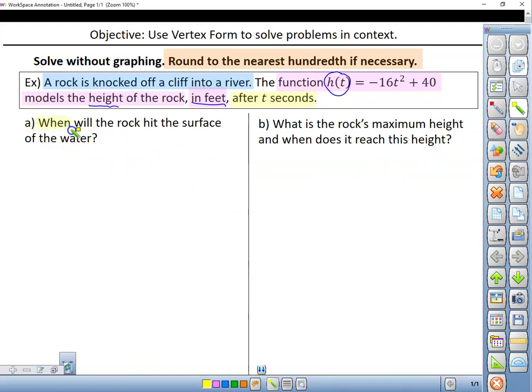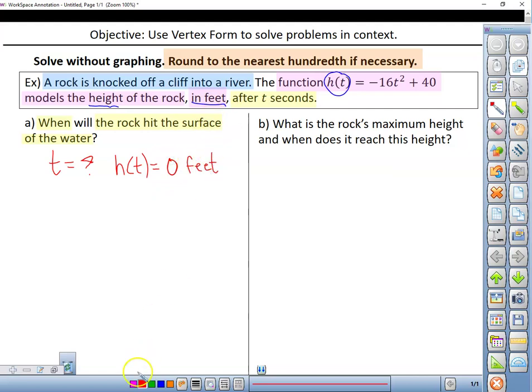So here we have to realize our when is talking about a time, that we're solving for a time. And remember that if we have two variables and we want to solve for one of them, we need to be able to determine a number to use for the other variable. And the number we have to figure out here is from the concept of the rock hitting the surface of the water. So we have to realize if we're solving for t, that means we need a number to use for h of t. And h of t is our height. And if the rock hits the surface of the water, that means its height would be considered 0 feet.